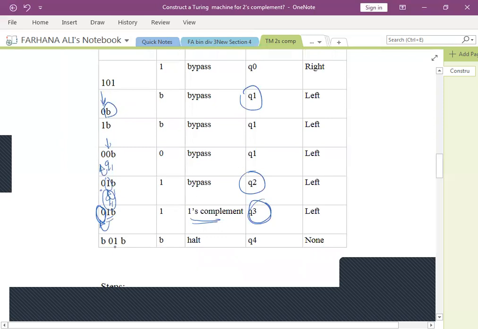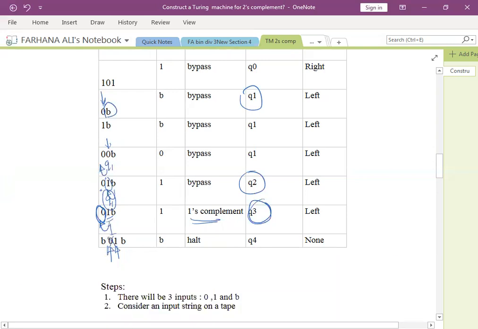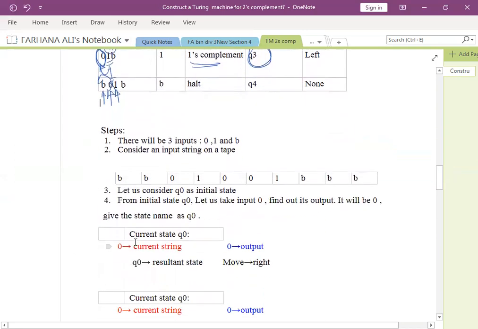Now here, after finding the first occurrence of 1, whatever we are going to do, we are going to convert it to the one's complement and move towards the left hand side. This is indicated by Q3. When Q3 shifted towards the left hand side gets a blank, that means this is a halting position. All the inputs are successfully converted into two's complement.